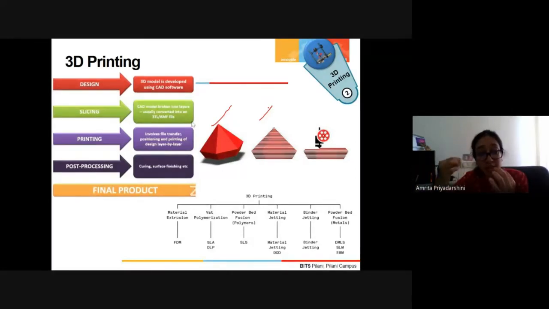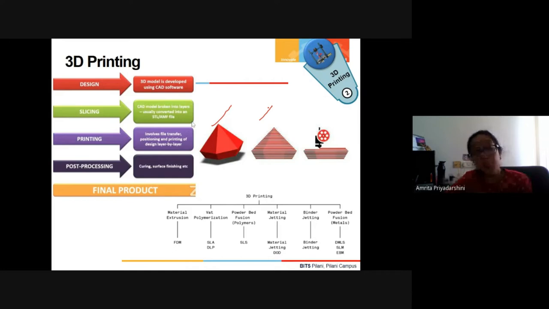So we have to decide on the layer thickness, and with the help of another software, slicing software, there are specific slicing softwares by which we can actually slice this entire model. Once we develop this, we come up with this STL file. That goes as an input to the printing machine, and it simply follows that instruction and, layer by layer, keeps on depositing the material.